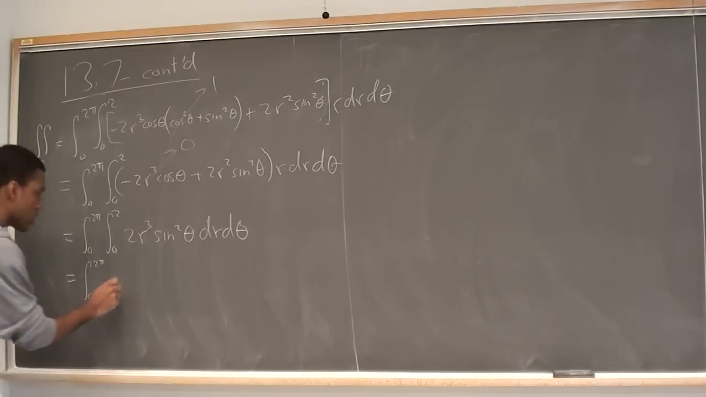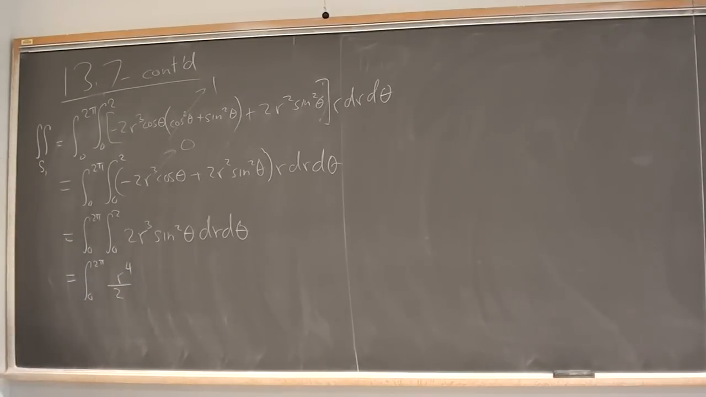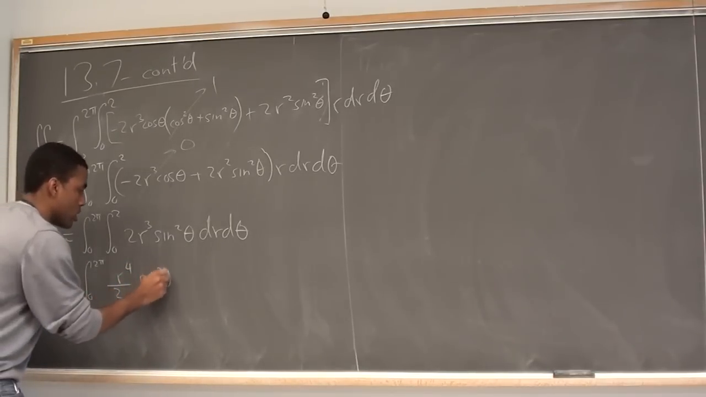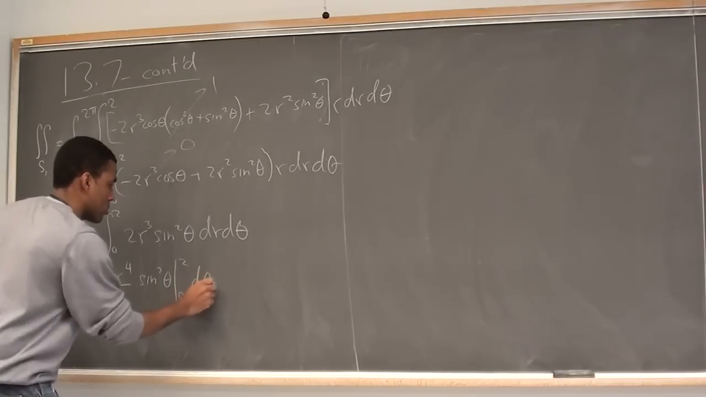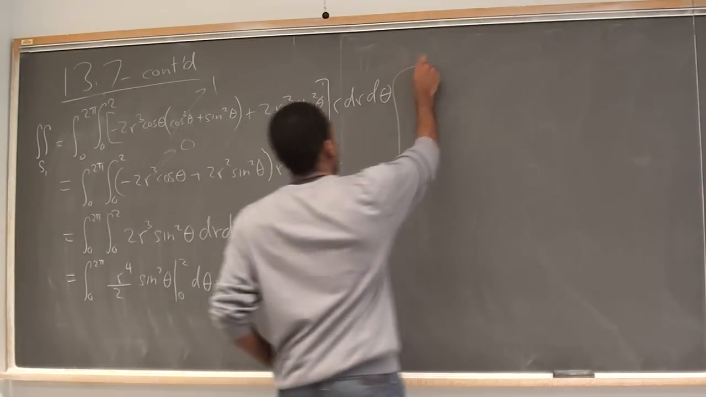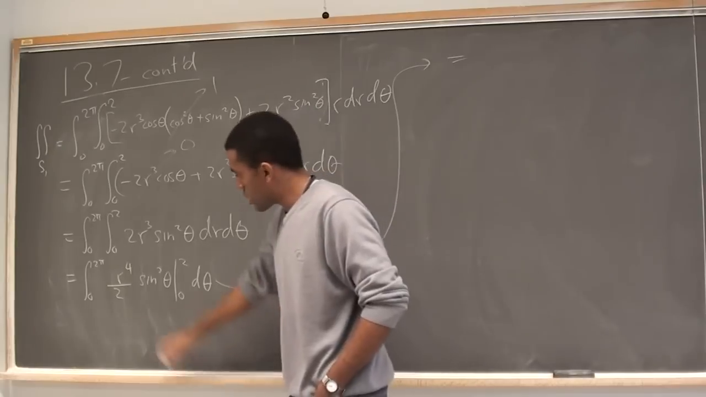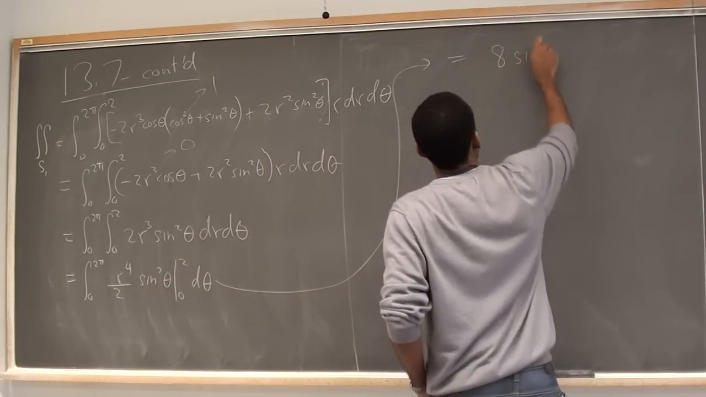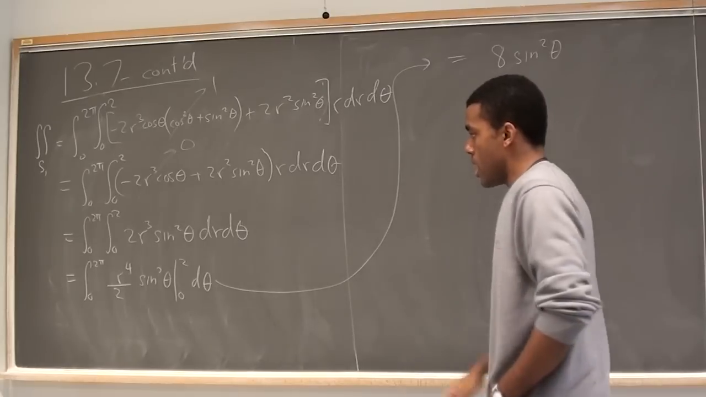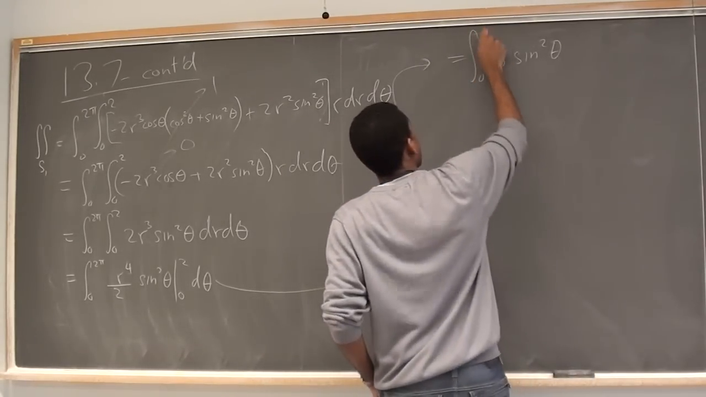You integrate this, you get what? R to the fourth over 2, right? Times sine squared theta between 0 and 2. So you plug in 2 and you get 16 over 2, which is just 8. And you plug in 0 and it's gone, right? So it's just 8 sine squared.